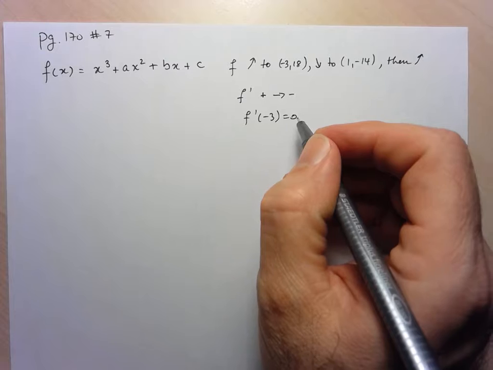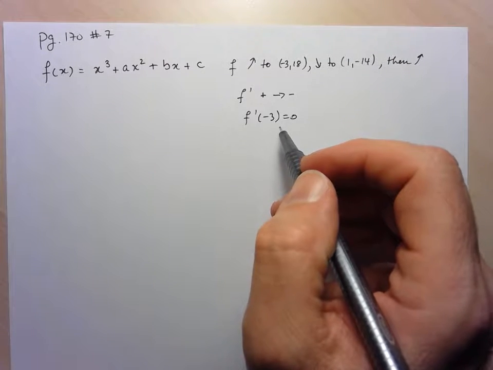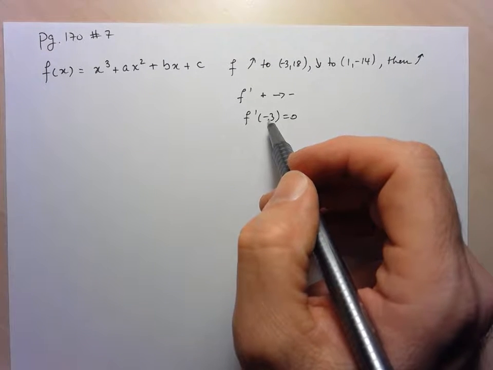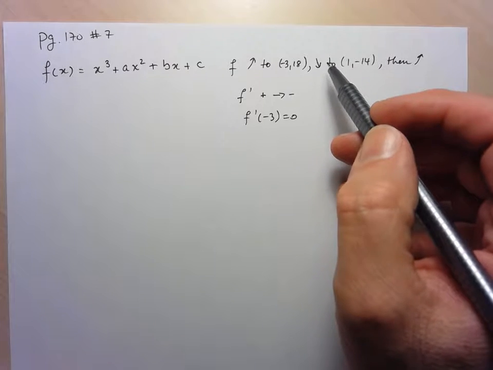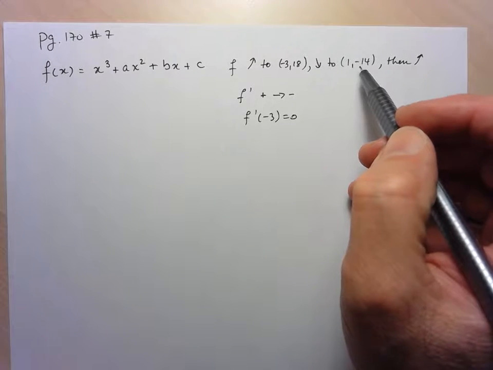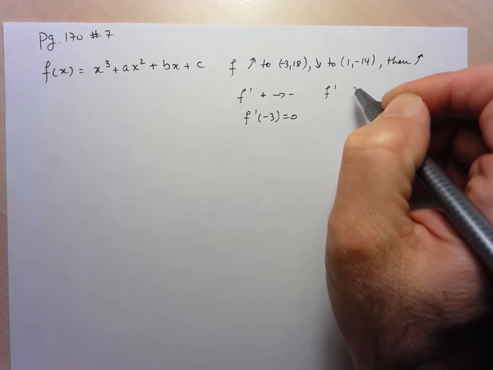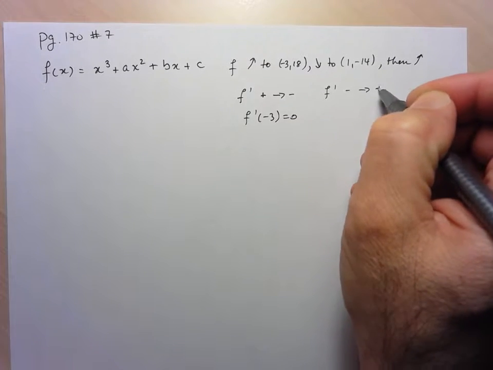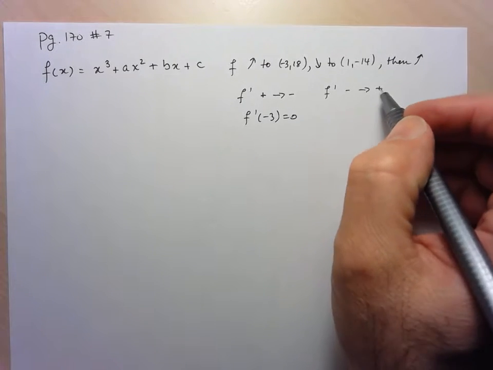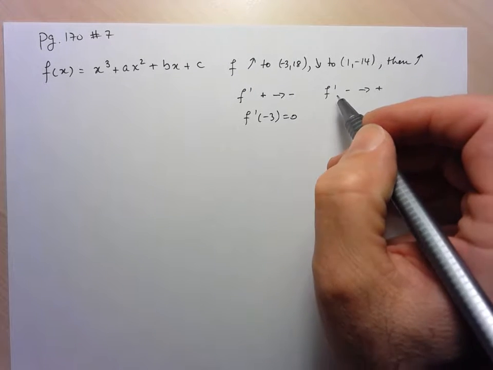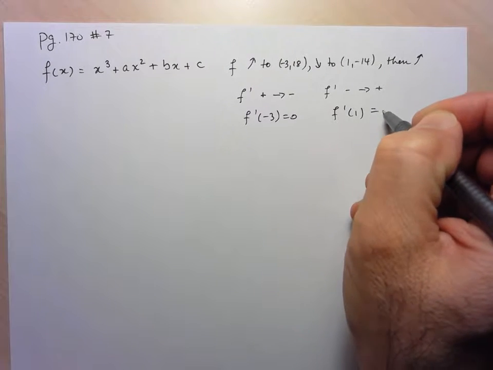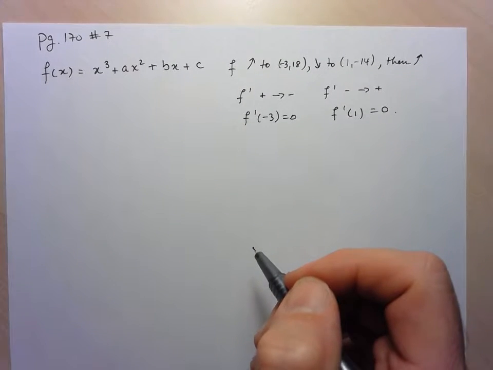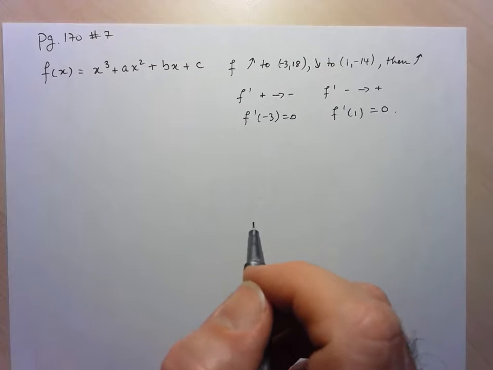In fact, this is from an earlier section. We know that this means there's a maximum value at -3. Similarly, the function goes from decreasing to increasing at this point, in other words the derivative goes from negative to positive, so again we must have a zero or discontinuity, but since it's a polynomial, it has to be a zero. So f prime at 1 is also equal to 0. And this is the information we have to determine the missing coefficients.